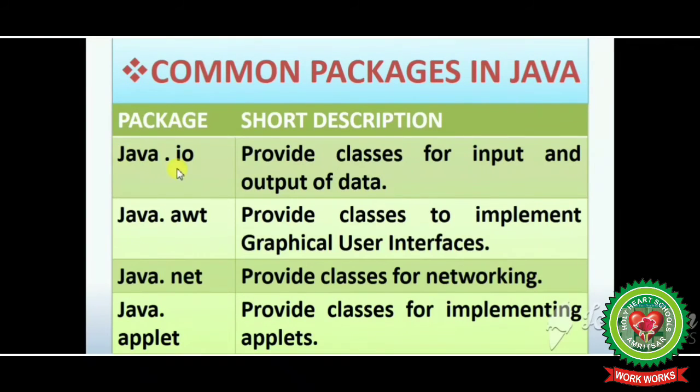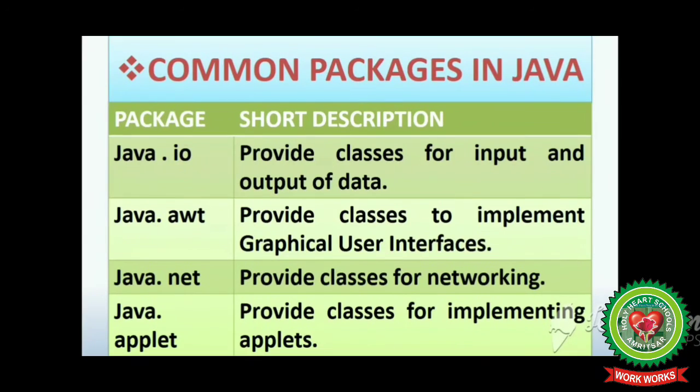Number 3, java.io. IO means input output. It provides classes for input and output of data. So if you want to input and output some data in the program, we will use the java.io package. Next is java.awt. AWT means Abstract Window Toolkit. It provides classes to implement the graphical user interface. Next is java.net. It provides classes for networking.